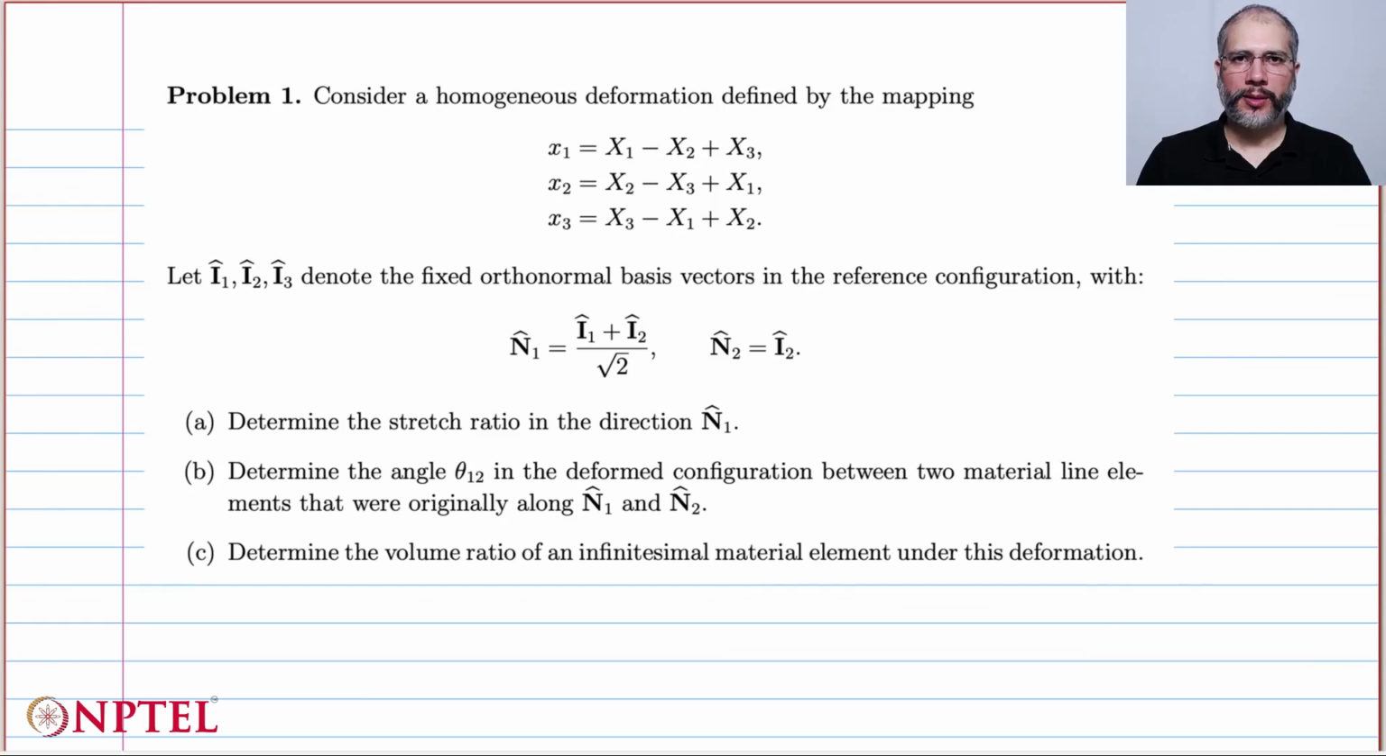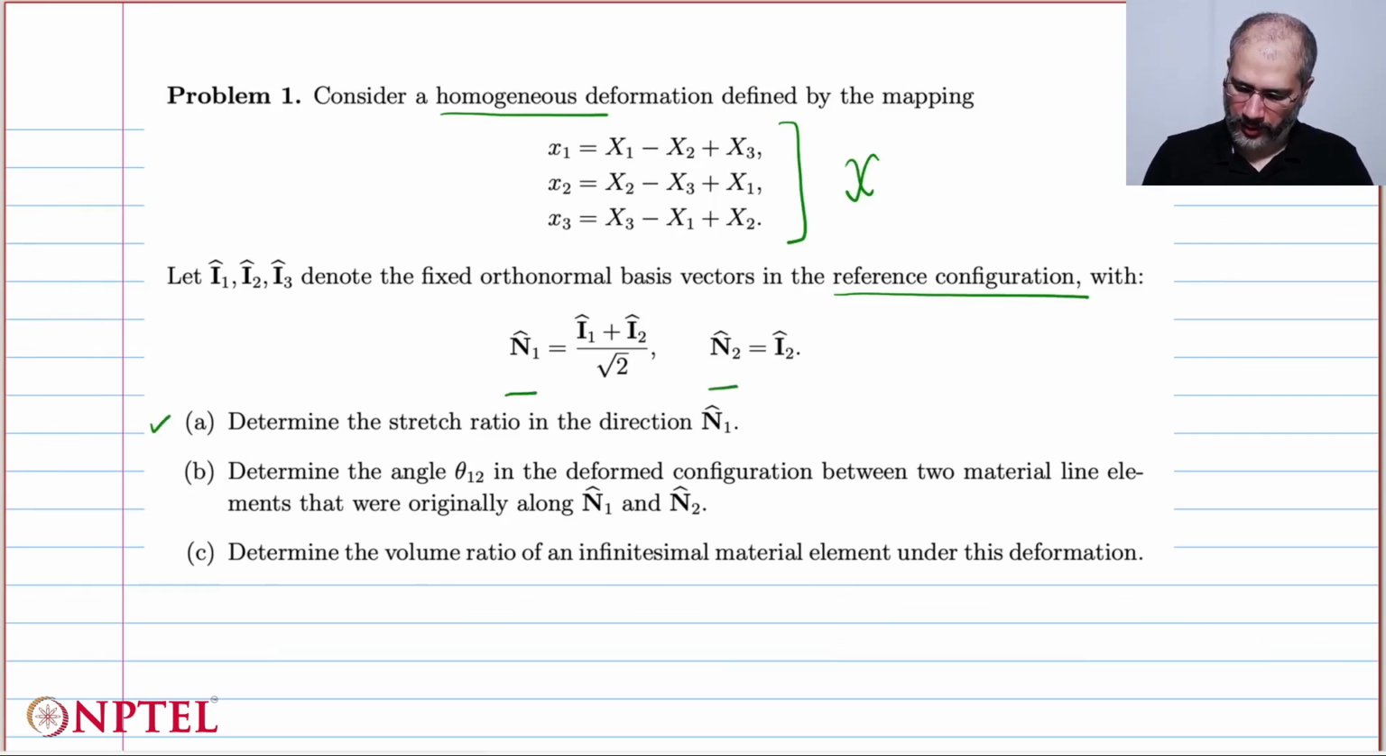So here's problem 1. Let us understand the problem first. We are given a homogeneous deformation using this chi function, and then two vectors in the reference configuration are given to us, that is n1 and n2, and in part A we have to determine the stretch ratio in the direction of the vector n1. That is, for an element that is aligned with n1 hat direction in the reference configuration, we have to find out what is the stretch in that element as the deformation happens.